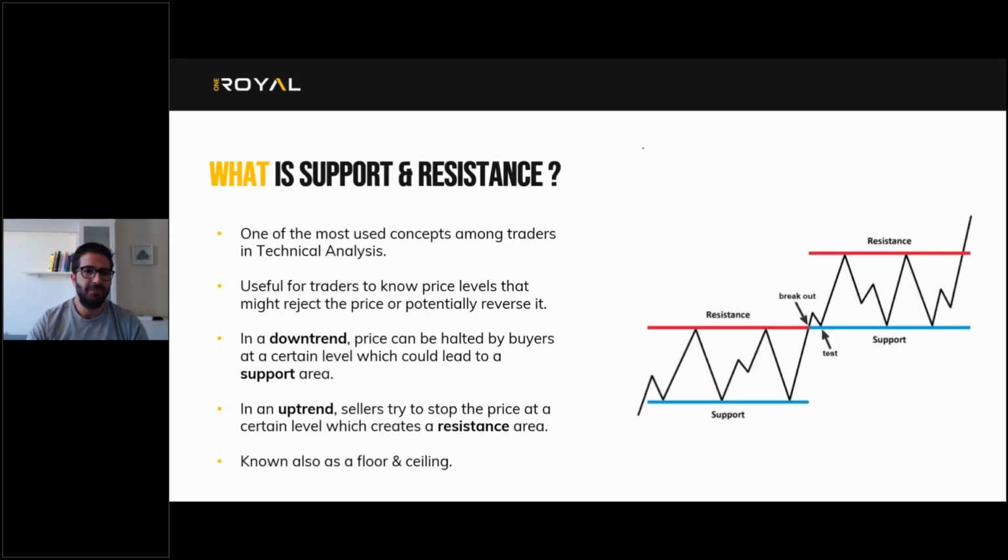So what is support and resistance? Support and resistance are the most used concept among traders. It is the easiest technical indicator available for traders, where you will use them to know when the liquidity will go back. So let me explain more of this in detail.